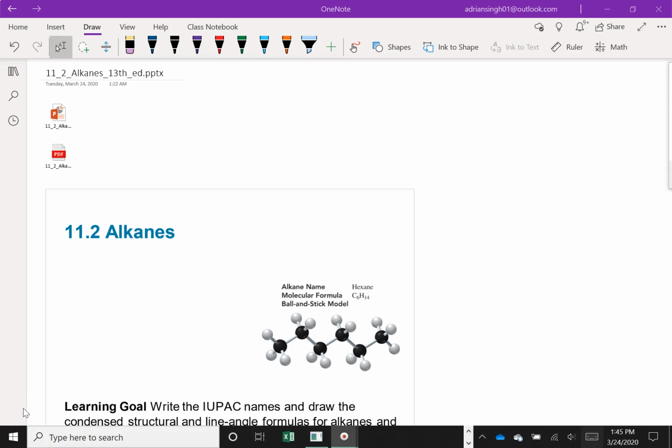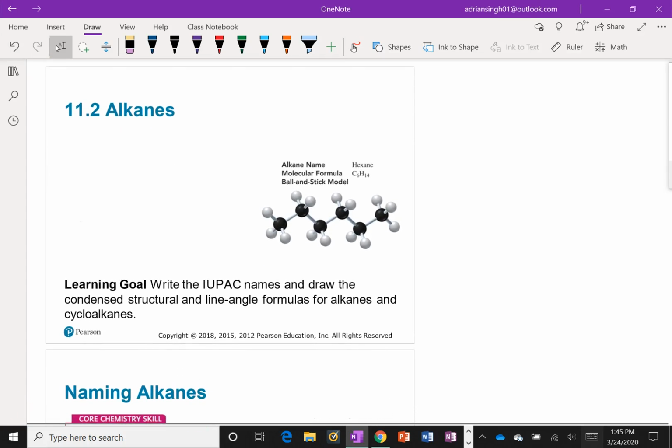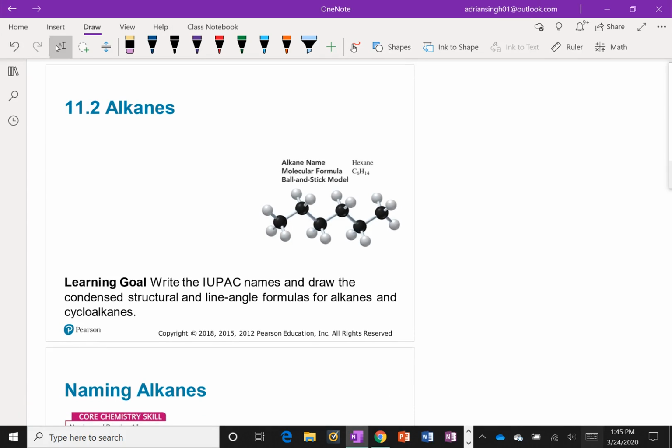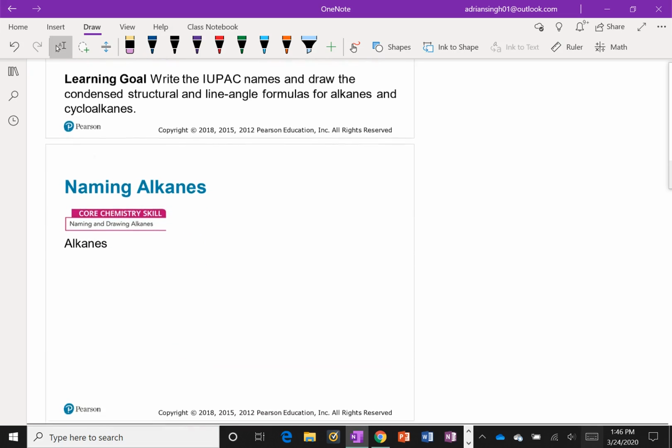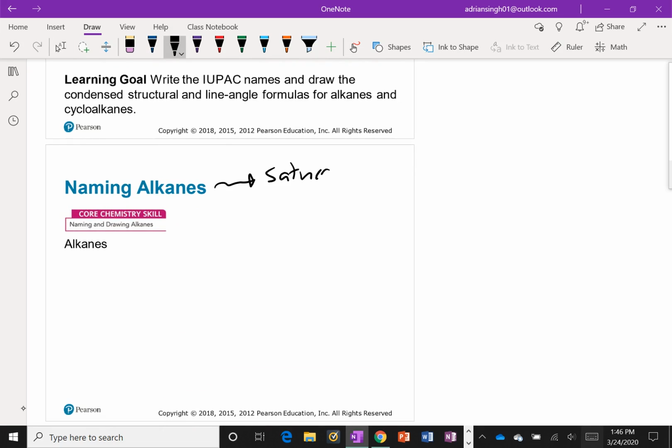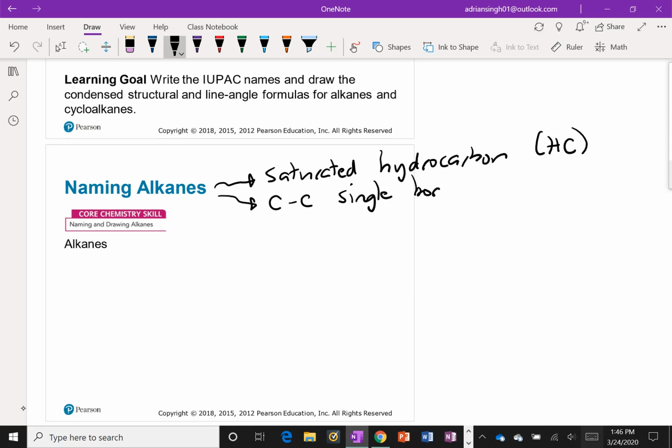Okay, so we're going to take a look now and focus in on one type of organic compound or hydrocarbon that we introduced in the previous section, which were called the alkanes. Remember, the alkanes are an example of a saturated hydrocarbon, and I'm going to abbreviate hydrocarbon as HC from this point onwards. And remember that means that there's just carbon to carbon single bonds. So only carbon-carbon single bonds present.